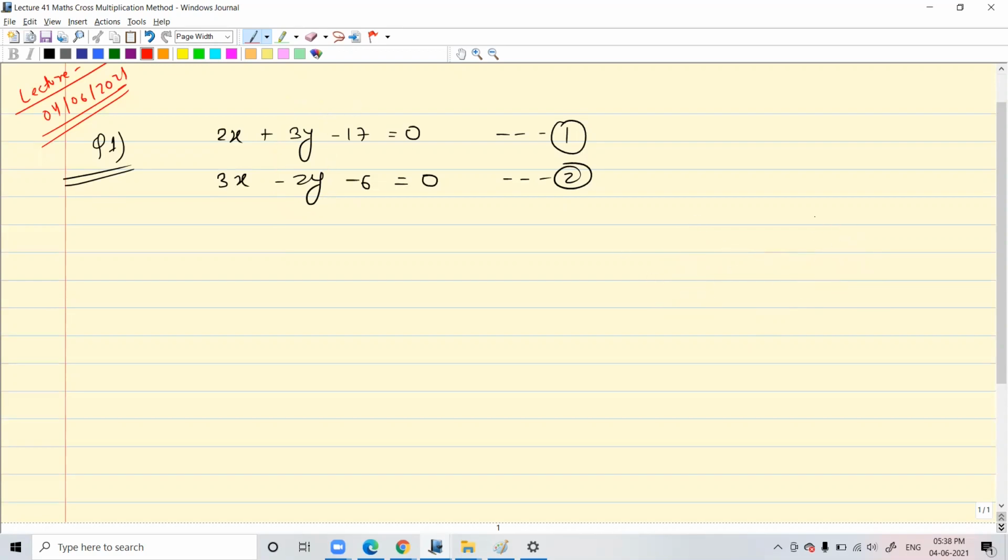So the LCM of the two will be 6, right? How do we get 6? By multiplying a 2 here. So multiply the first equation by a 2 and the second one by a 3. So I can write it as multiplying first equation by 2 and second equation by 3. What do we get? Tell me. What will be the first equation? Hari?